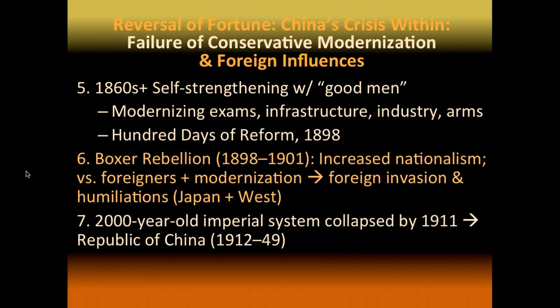All of this led, with dwindling support from most sectors of society, and a bureaucracy unable to deal with these growing challenges, to the collapse from within by 1911 of the 2,000-year-old imperial system that began with Qin Shi Huangdi, who called himself the first and only first Chinese emperor. And what was established was the Republic of China that lasted from 1912 until after World War II in 1949.